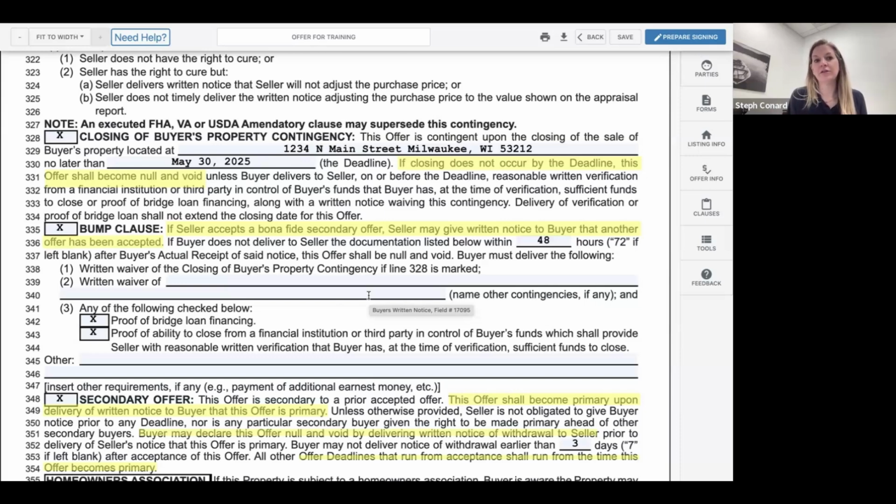9 times out of 10, when there is a home listed in MLS that has an accepted offer, most buyers tend not to see the property or schedule showings on that. So that's why it's nice for a seller to have that bump clause. Okay, any questions so far?